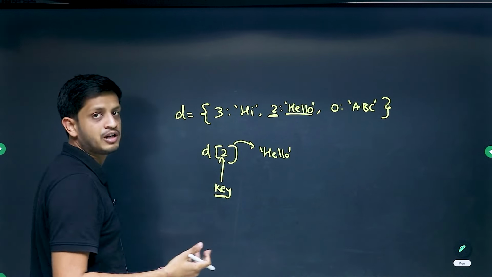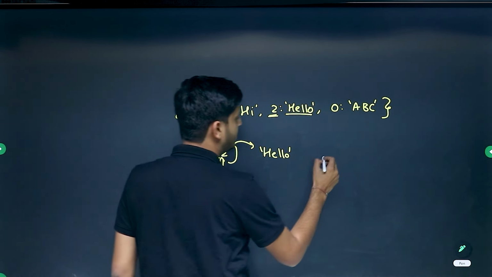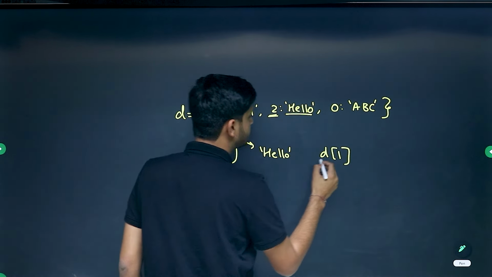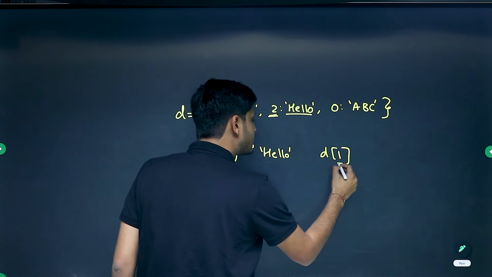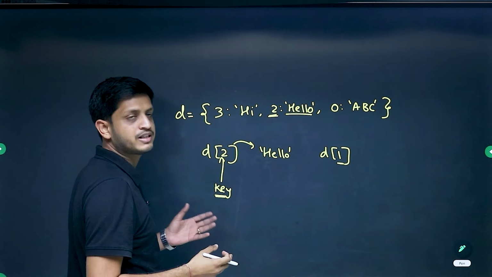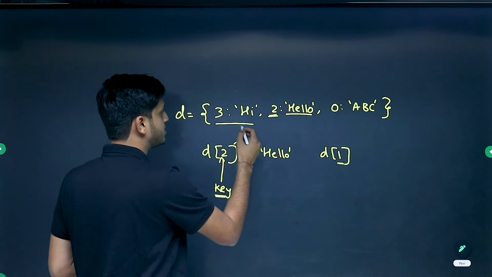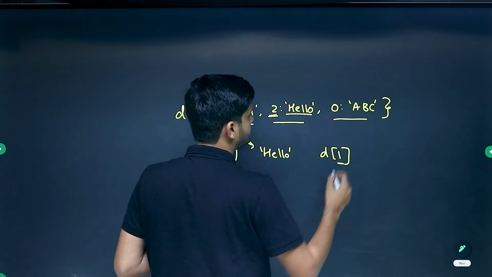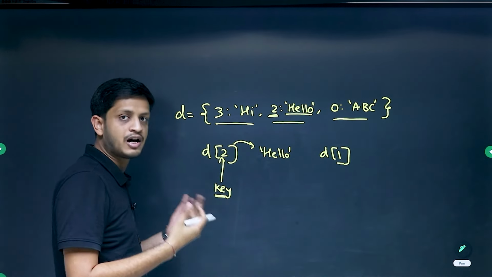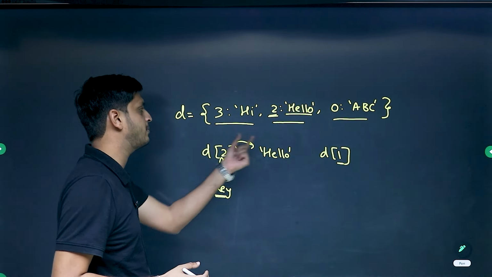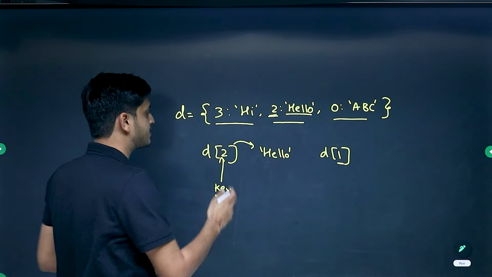So it might be confusing for the compiler, right? What if you are writing D of 1? It is not the position, it will always search for keys. It is never the position or the index. Although this is at the first position, this is at the second position and this is at the third position, because dictionaries are ordered, you still cannot access them through their position. You can only access them through their keys.